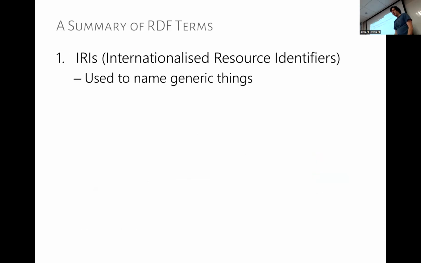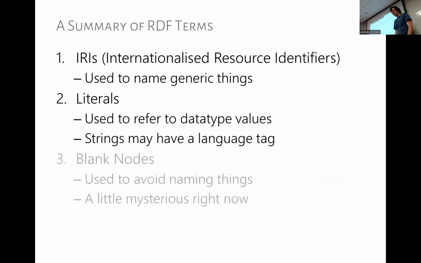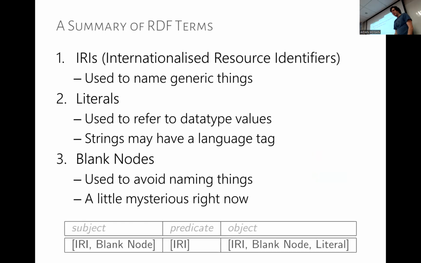First, as a summary of the RDF terms, we have the three: IRIs, literals, and blank nodes. As it says, blank nodes are still a little mysterious right now. We'll cover that. Here is a summary of where we can have the different types of terms. Subject can be an IRI or blank node. Predicates have to be an IRI, and objects can be any of the three terms: IRIs, blank nodes, or literals. Okay.